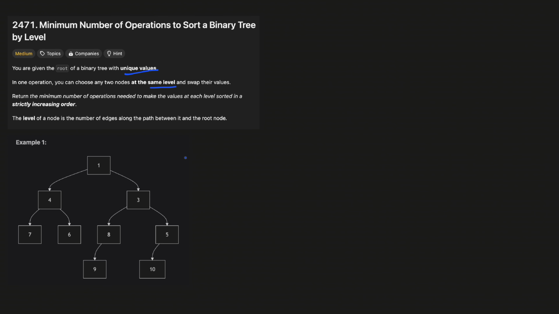After performing the level order traversal, we collect the node values into separate arrays. Let's focus on level 2, where the node values are 7, 6, 8, 5. And we have to find the minimum number of swaps required to make it sorted. So let's look at the sorted list as well. It will be 5, 6, 7, 8.